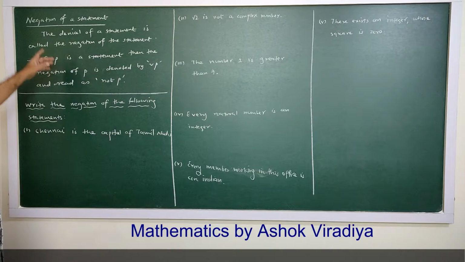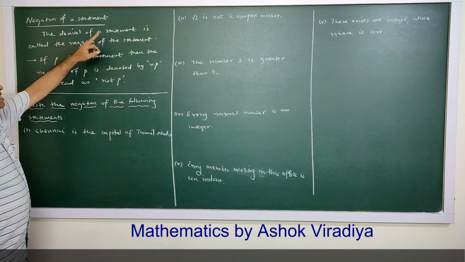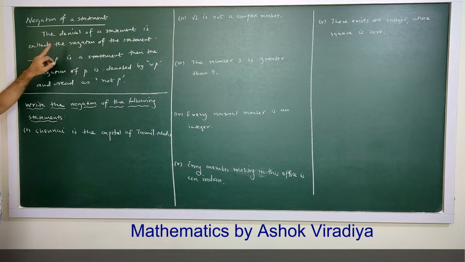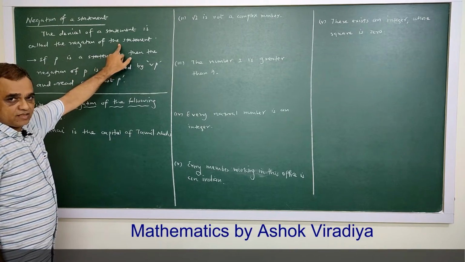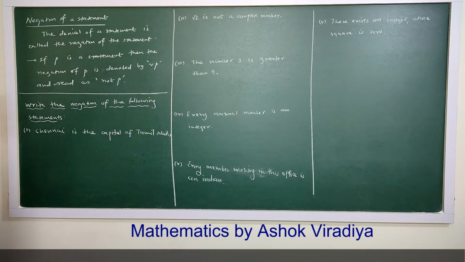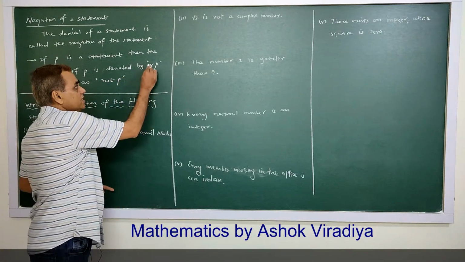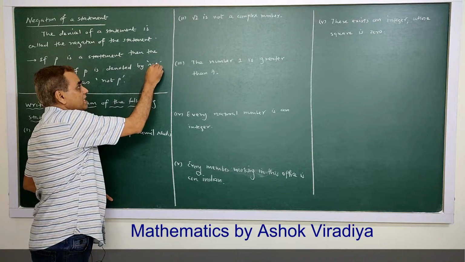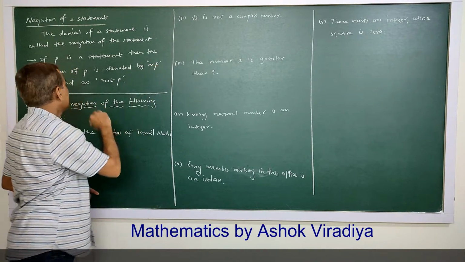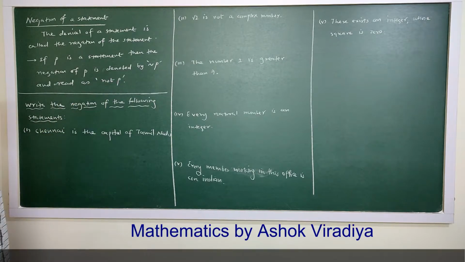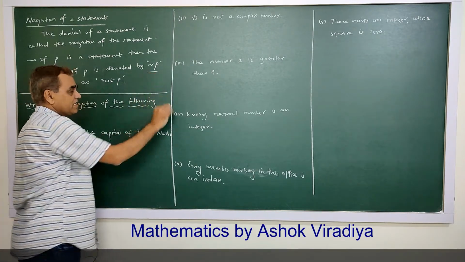Now the next topic is negation of a statement. The denial of a statement is called the negation of the statement. Whenever we deny anything, that means negation. If P is a statement, then the negation of P is denoted by this symbol. This is read as not P. It is not P. Negation of P.